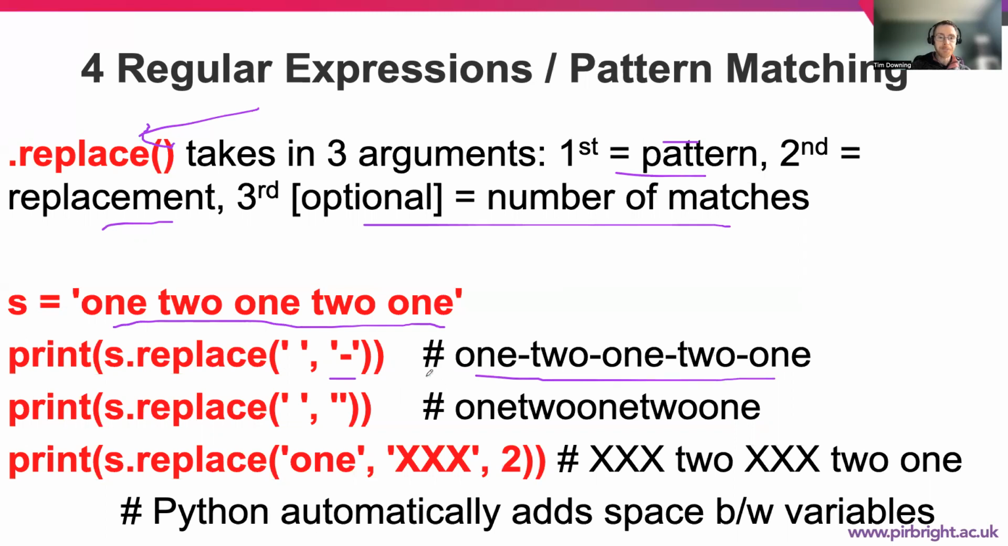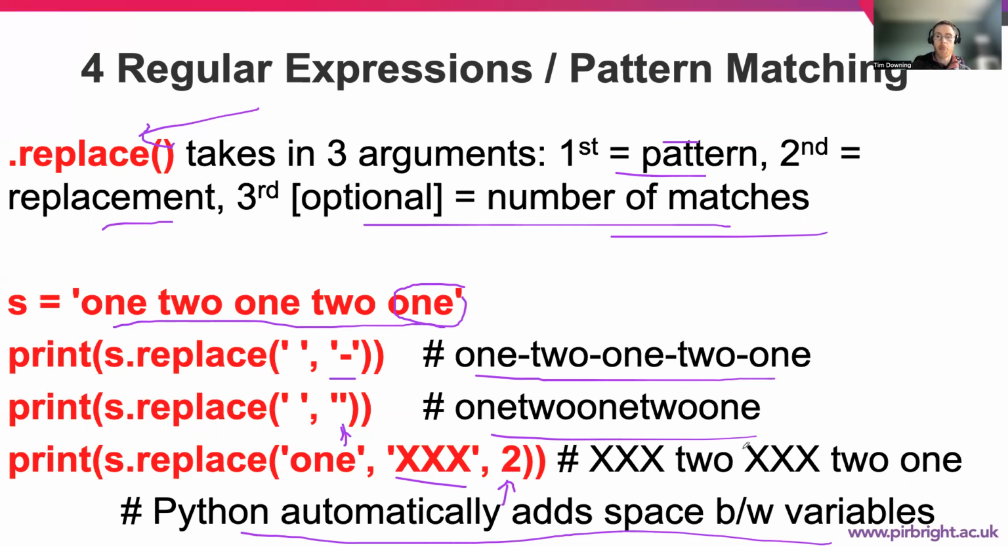If we say replace the space with nothing, so there's actually nothing inside these quotes here, we'll just get 1, 2, 1, 2, 1, 2 like that. And then finally, if we specify the number of counts that we want, and we replace it with xxx here, we'll get 1 xxx2, xxx2, and then 1 at the end. Because for the third one, we've already replaced it twice, and we don't want to replace it a third time. So you can see as well that Python automatically adds a space between these variables at the end.